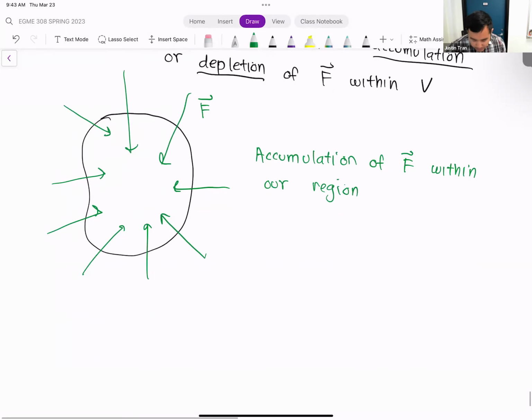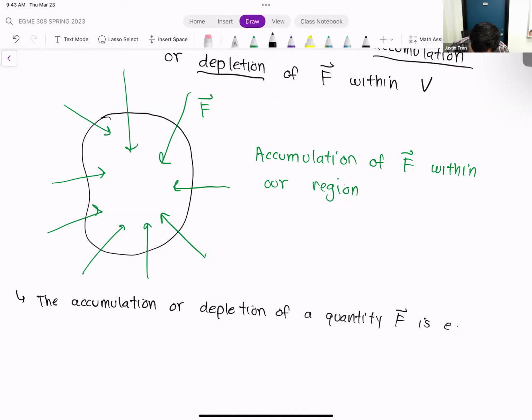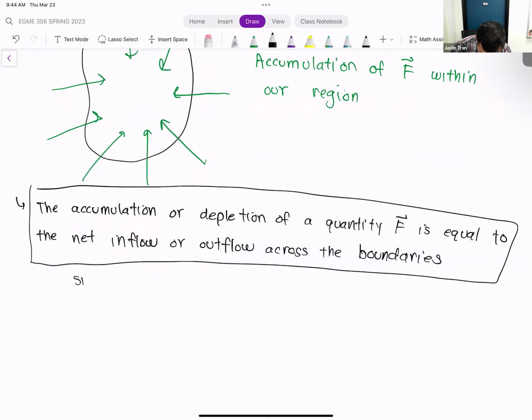One way to state the divergence theorem in plain words is: the accumulation or depletion of a quantity F is equal to the net inflow or outflow across the boundaries. This is simplified divergence.